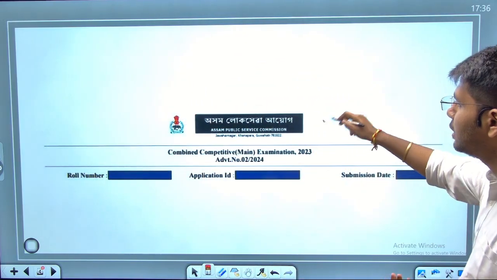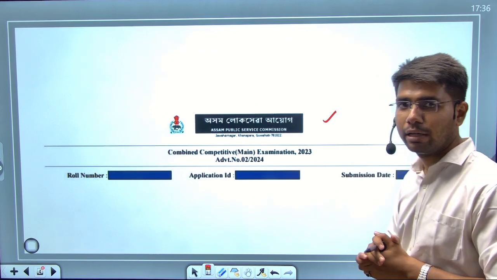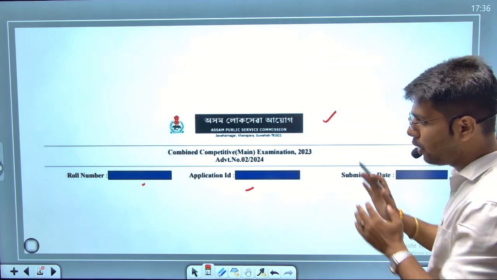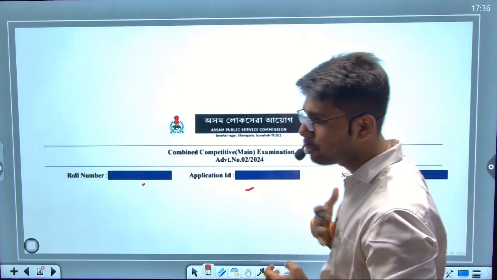This is basically the form that you have all filled. Here you'll have your roll number, application ID, and submission date. Now, why have I brought this out? Because I'll tell you my own experience.